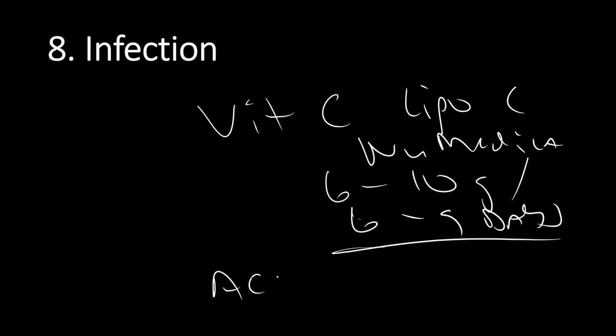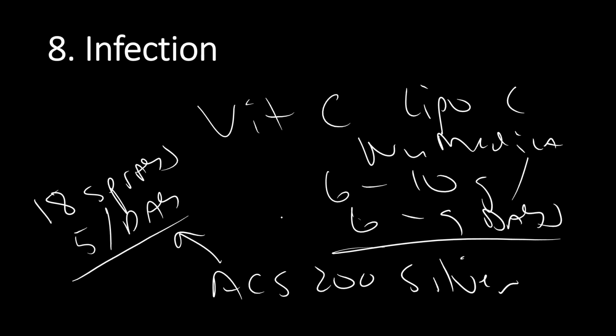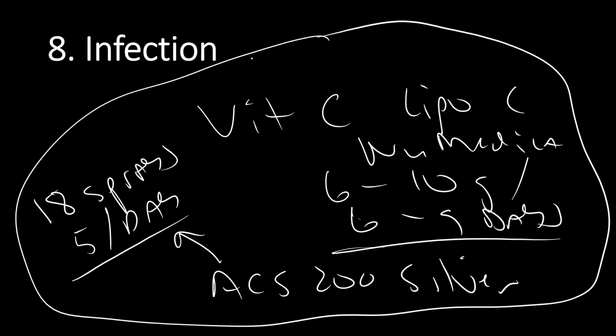I'll also add to that something called ACS 200 Silver, and I will use that at 18 sprays, depending on how acute it is. Very acute, I'm going to do that 5 times per day. So the ACS 200 Silver, I'm going to do 18 sprays 5 times a day, and Lipo, and I'm going to put these guys together. Then I'm going to come back and check my CBC in a week or 2 weeks or whenever the case may be.